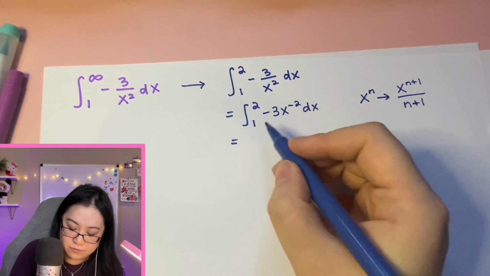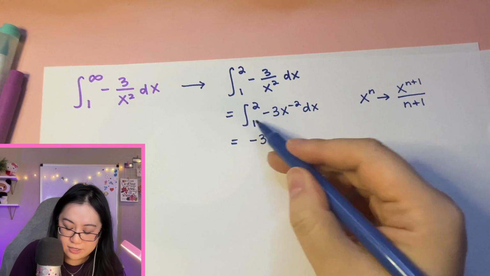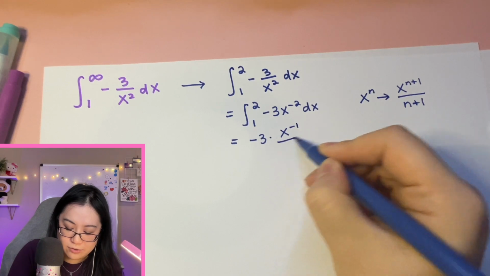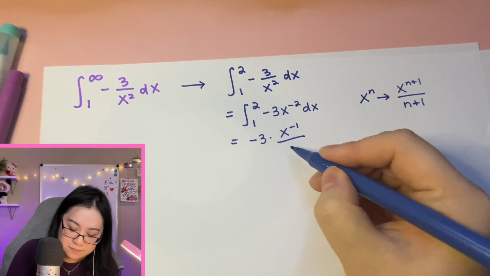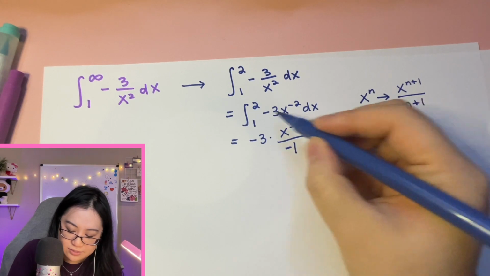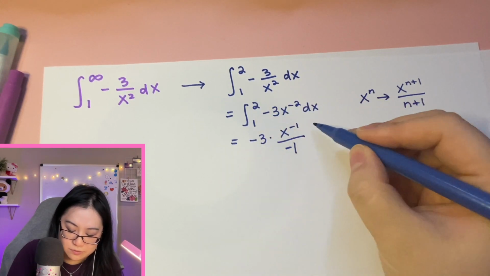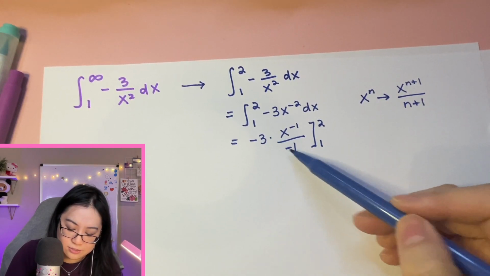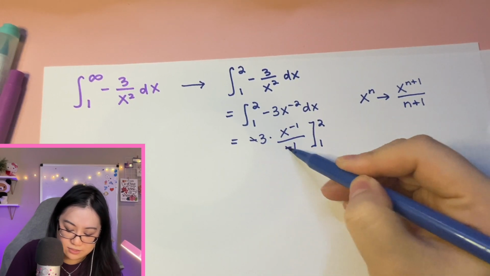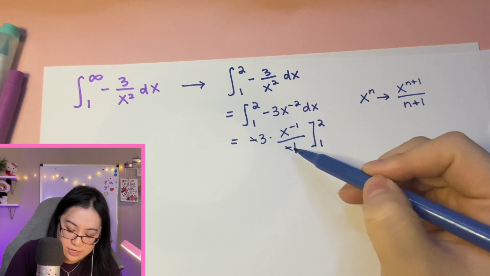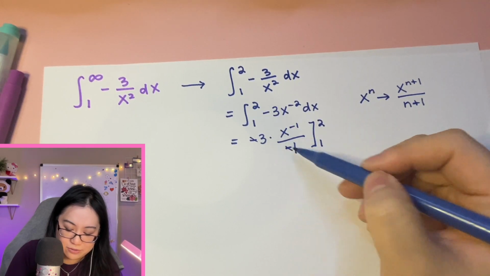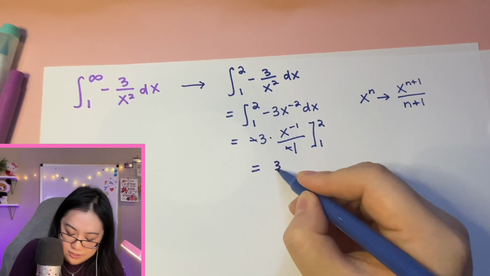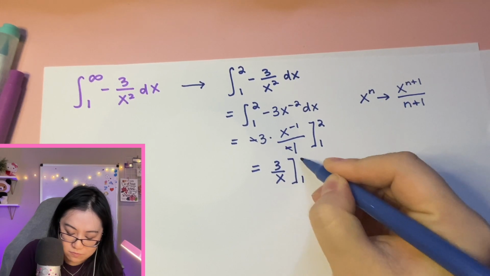So the negative 3 is just a constant that can be pulled off to the side. And we have x to the negative 2 plus 1 is negative 1 over negative 2 plus 1 is negative 1. And then I put my 2 bounds, so 1 and 2. And then I just simplify this so the negatives cancel because we're multiplying. 3, the 1 on the denominator, doesn't really matter, 3 over 1. So 3 times x to the negative 1 is just 3 over x. And we go from 1 to 2.